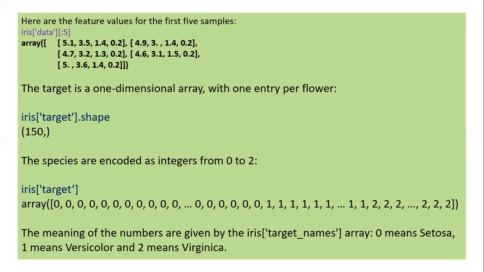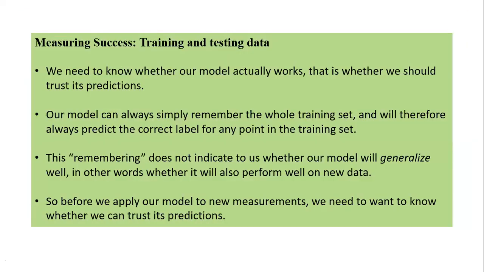Okay, so the target number of rows is 150, and the target, you can see the output is 000, 111, and 222. The meaning of the numbers is given by the arrays. Array 0 means setosa, 1 means versicolor, and 2 means virginica.